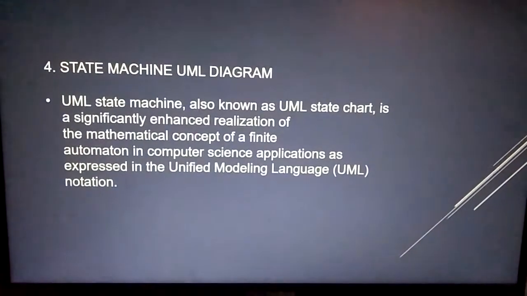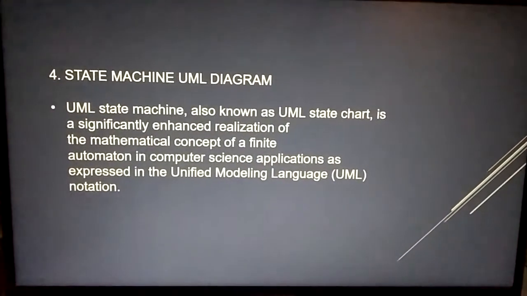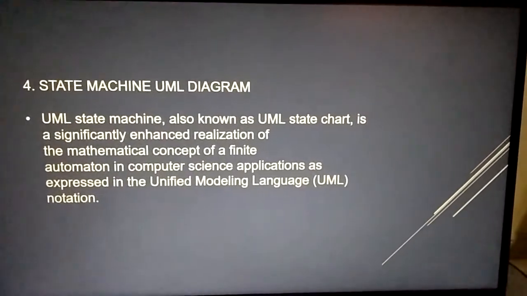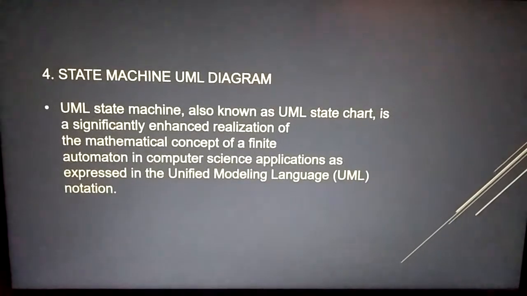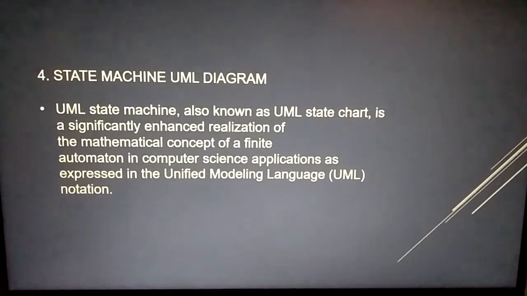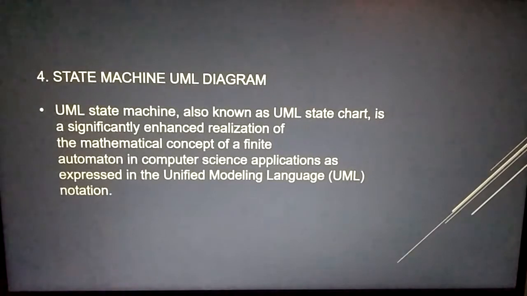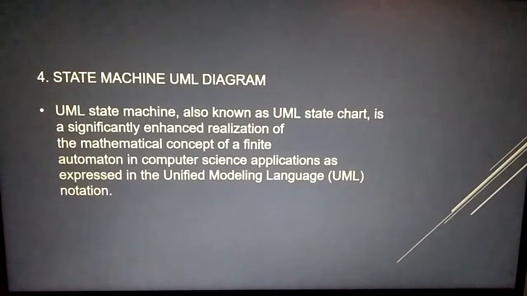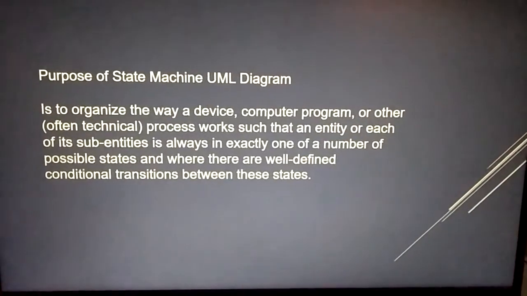So, next is state machine UML diagram. UML state machine, also known as UML state chart, is a significantly enhanced realization of the mathematical concept of finite automaton in computer science applications as expressed in the Unified Modeling Language or UML notation.